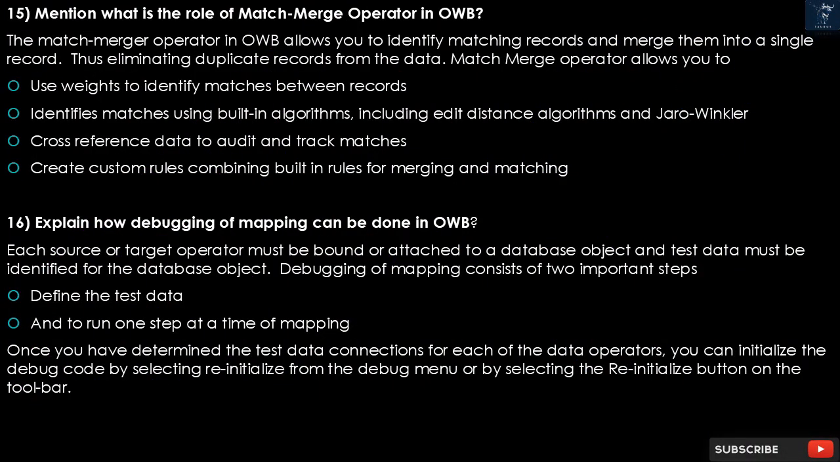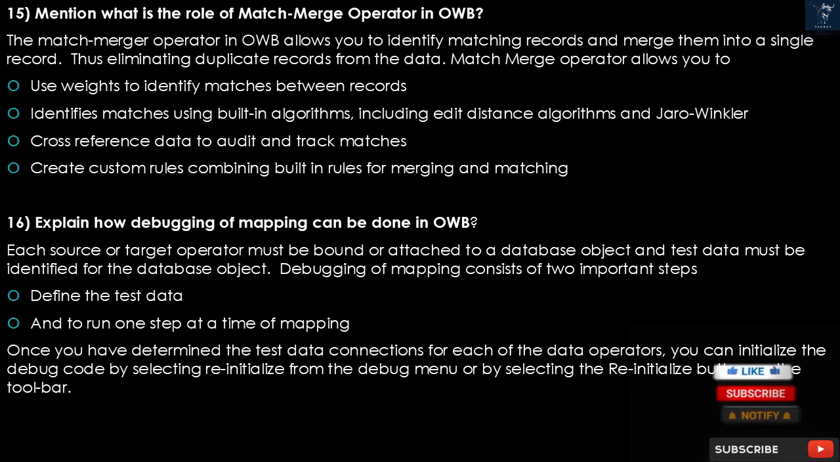15. Mention what is the role of match-merge operator in OWB. The match-merge operator in OWB allows you to identify matching records and merge them into a single record, thus eliminating duplicate records from the data. Match-merge operator allows you to use weights to identify matches between records. Identifies matches using built-in algorithms, including edit distance algorithms and Jaro-Winkler. Cross-reference data to audit and track matches. Create custom rules combining built-in rules for merging and matching.